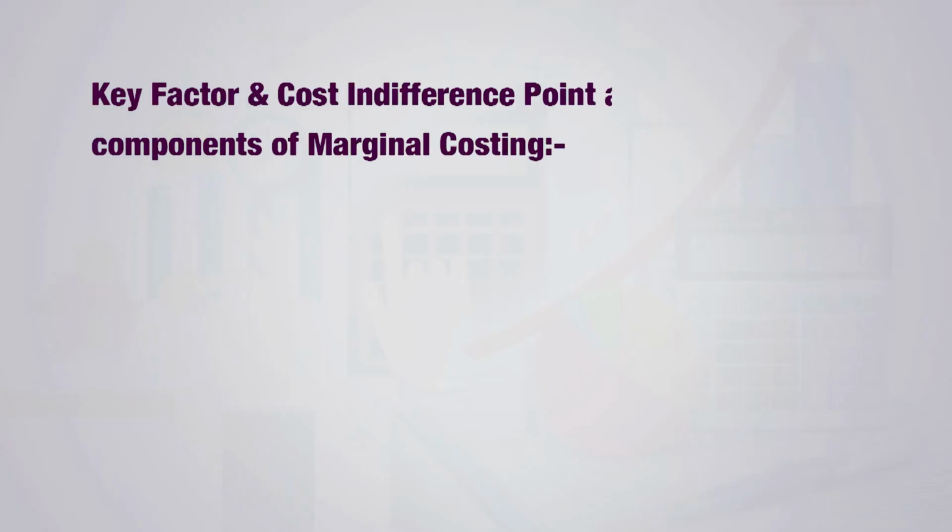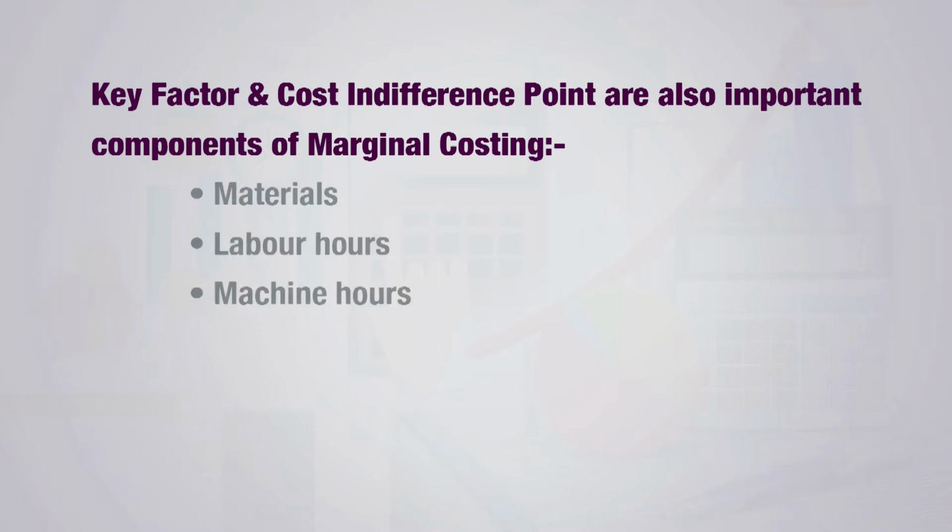The topics we are going to cover today are key factor and cost indifference point. Key factor and cost indifference point are also important components of marginal costing. Material, labor hours, machine hours, etc. are significant elements of production.